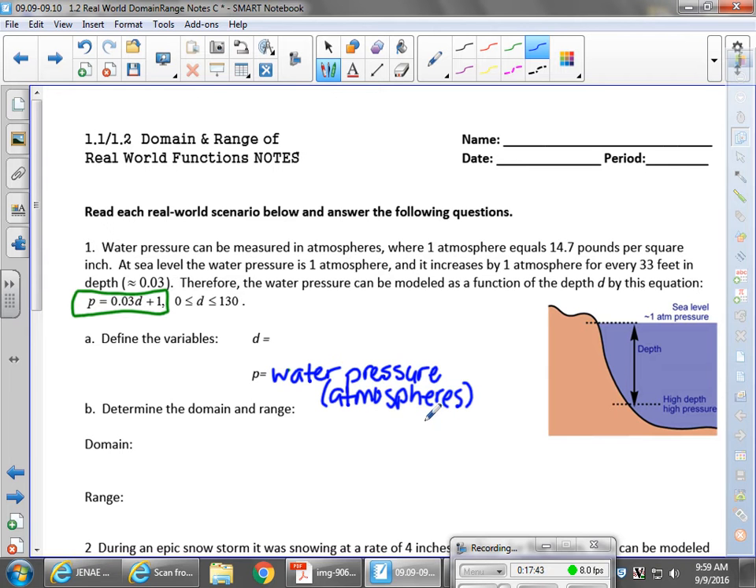I'm wondering how they're connected. Find that out for me. And d is going to be depth. Good job. Depth in feet. So again, every real-world scenario will always have 2 measurable quantities.